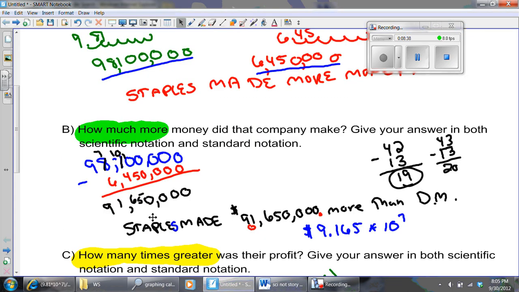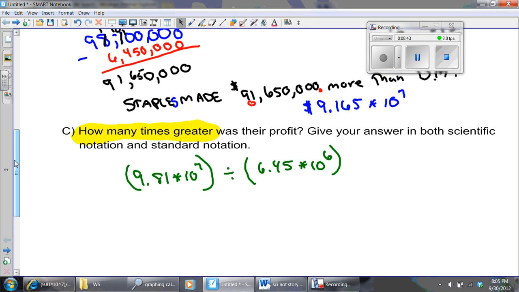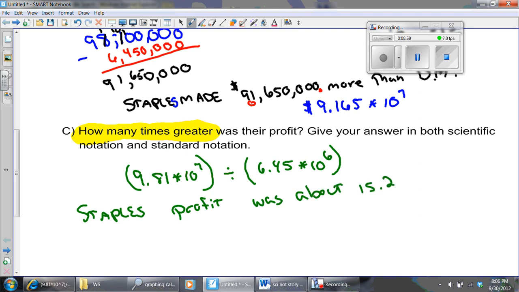And so my answer would be Staples' profit was about 15.2 times larger. Of course, in scientific notation, that would be 1.52 times 10 to the 1st. I divide this by 10 to get the decimal point to move, and then I have to multiply by 10 to the 1st. And there you go.